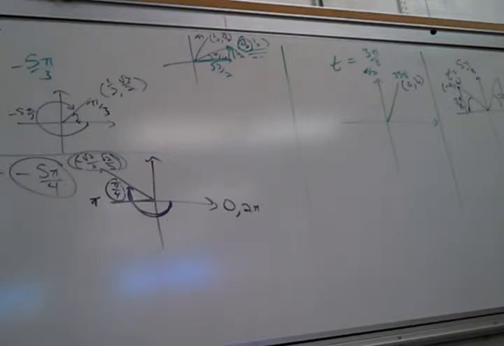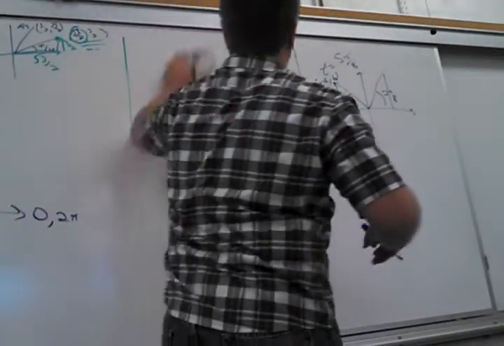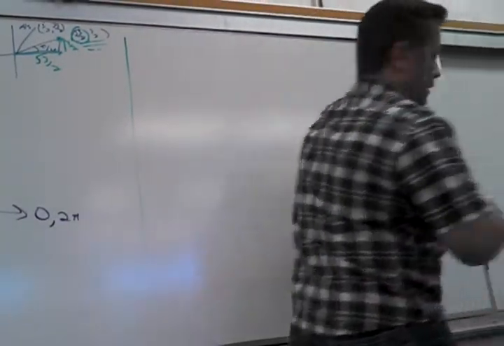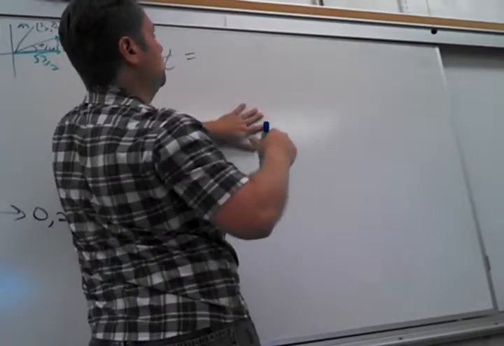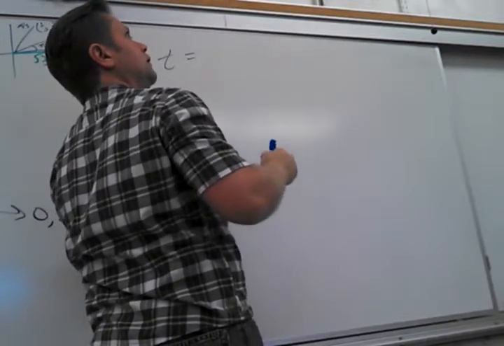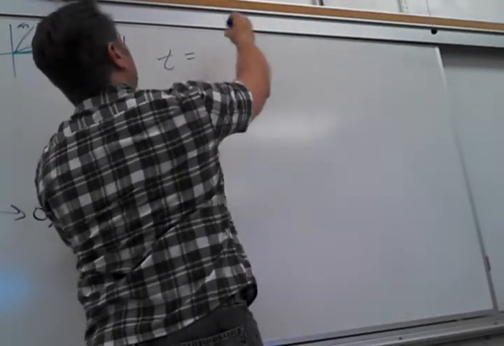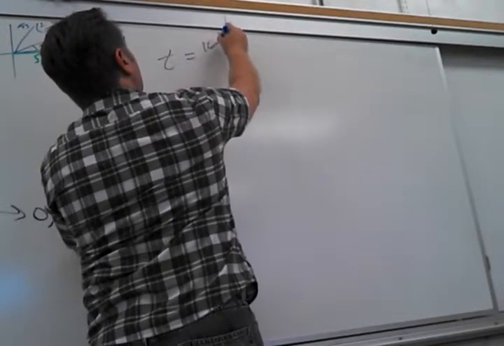So if you do 4 pi. Okay. So, let's try what I said earlier. If I had this, let's see. Let's do 9 pi over 3, or 60.